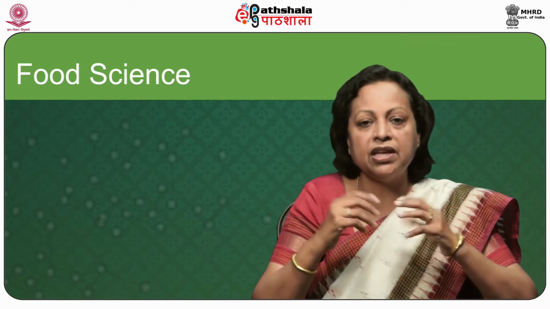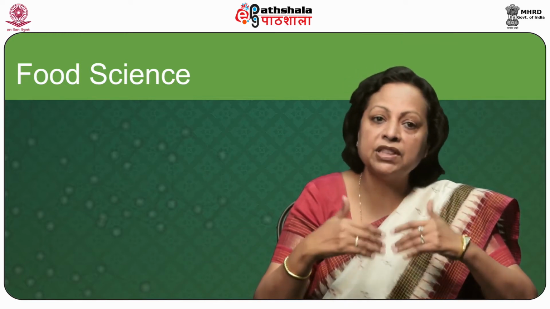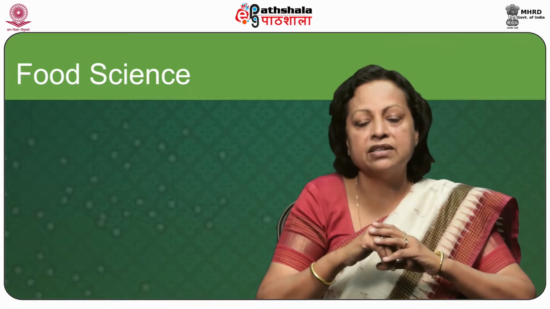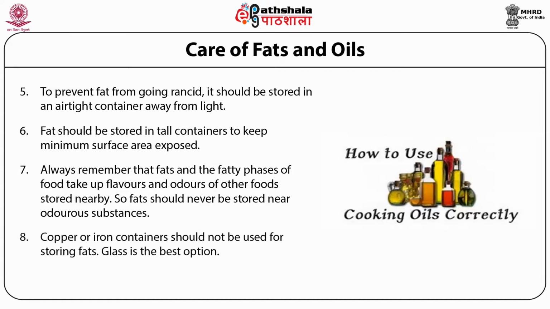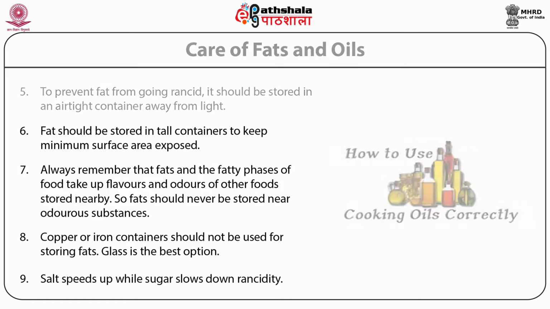When fat has to be reused for frying, replace with an equal quantity of fresh fat. Fats and the fatty phases of food take up flavors and odors of other foods stored nearby. So fats should never be stored near odorous substances. Copper or iron containers should not be used for storing fats. Glass is the best option. Salt speeds up while sugar slows down rancidity.